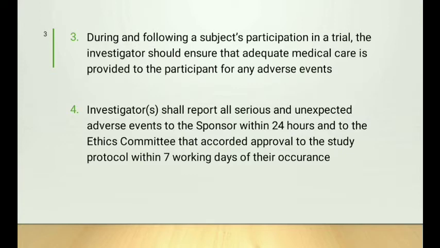The investigator shall report all serious or unexpected adverse events to the sponsor within 24 hours. So the investigator has to report the unexpected events or any side effect to the sponsor within 24 hours, and to the ethics committee that approved the study protocol within 7 working days of their occurrence. So if any side effect occurs, they have to report to the sponsor as well as the ethics committee, and after that side effect they have to again take approval within 7 days to continue the clinical trial.